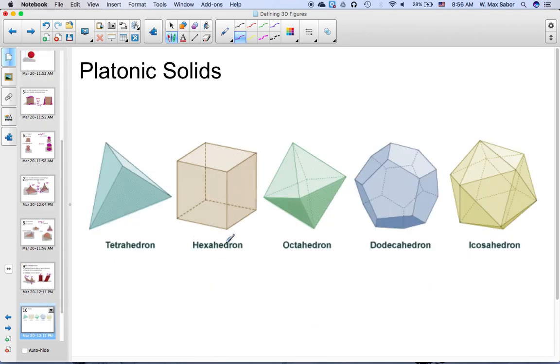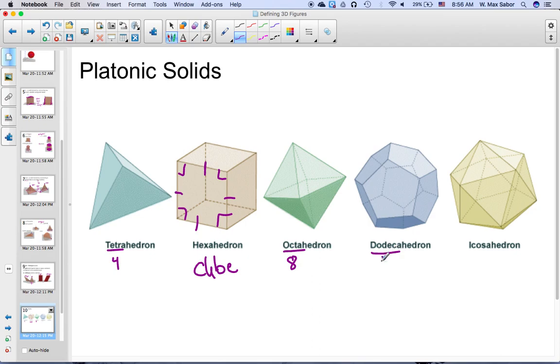There are some other solids that you might see named. A tetrahedron. Tetra means four. It's a four-sided polyhedron where all of the sides are regular triangles. A hexahedron is usually called a cube, where all the sides are regular quadrilaterals, also known as squares. An octahedron is, octa means 8, so it's 8-sided, and it has triangles for each side, equilateral triangles.